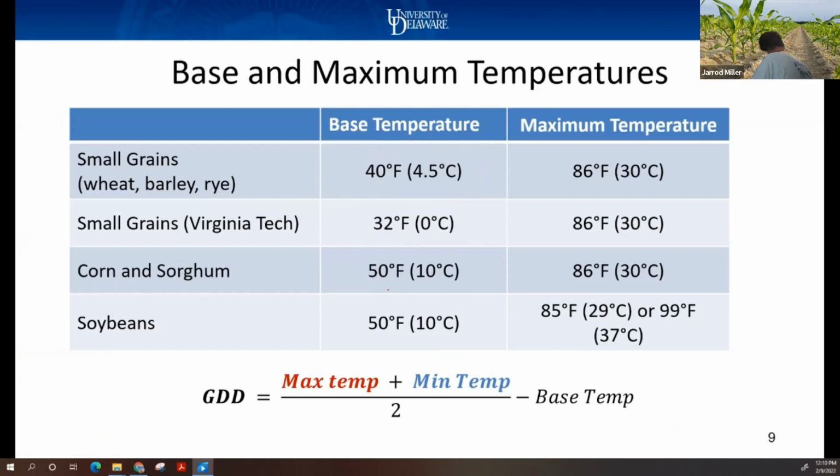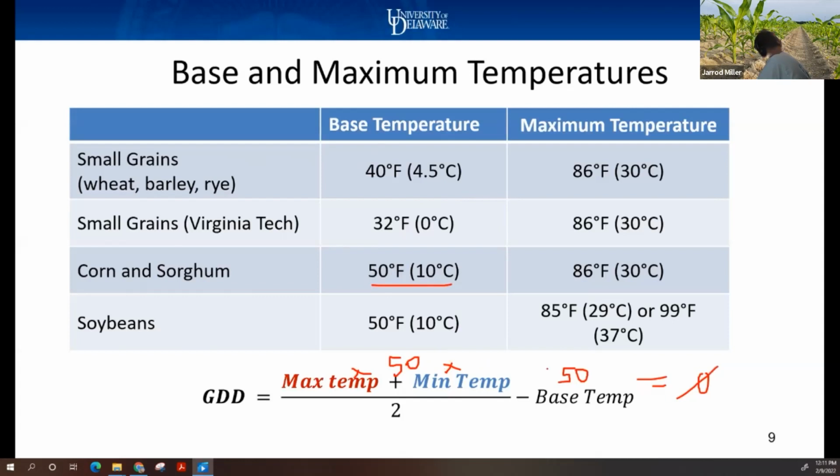So for corn, 50 degrees is our base temperature. As long as this average of the max and the min is above 50, you're going to get a GDD. If this number comes out to be 50, and your base temperature is 50 for corn, then we don't get any growing degree days. So if you're into early April, if you're into mid-April and planting, some days you're going to be above this and some days you're not.